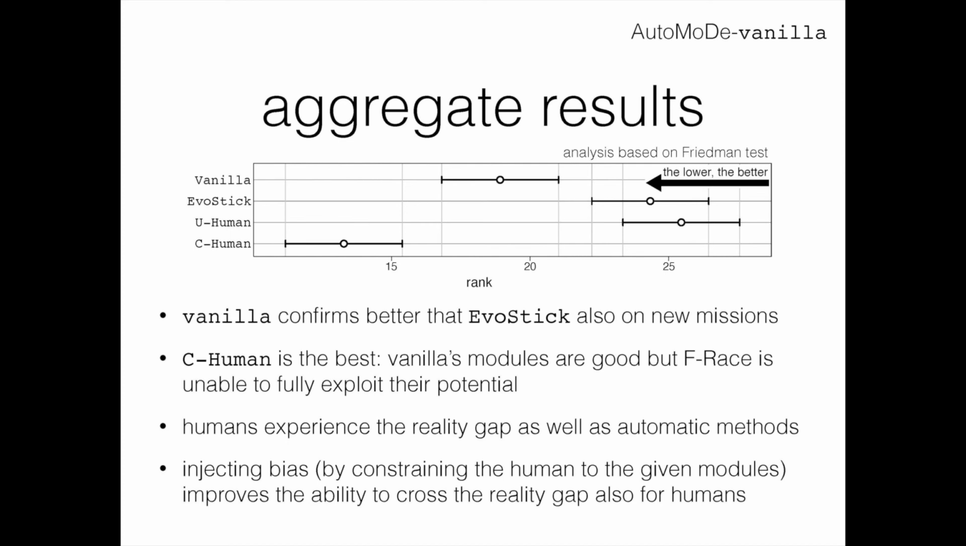Another observation that we can make concerns the comparison between C-human and U-human. The fact that the human programmer obtained better results by being constrained to use the modules of vanilla confirmed the original idea that by injecting bias, we obtain a method that is more robust to the reality gap. So we see that also human beings are subject to overfitting and they suffer from the reality gap. And these results indicate that putting constraints on the human being helps in crossing the reality gap.